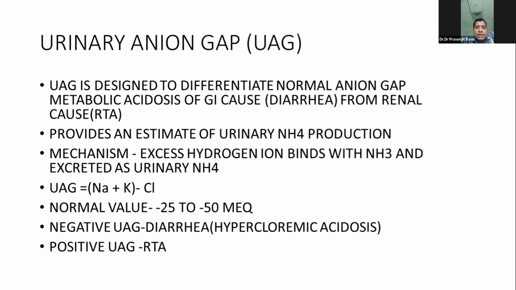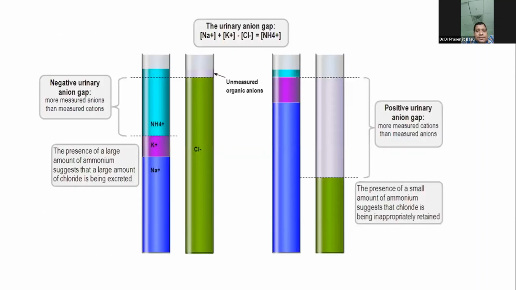Normal value is minus 25 to minus 15 mEq. Negative urinary anion gap causes are diarrhea and hyperchloremic acidosis. Positive urinary anion gap indicates renal tubular acidosis. Here is the interpretation of the urinary gap: sodium plus potassium minus chloride.